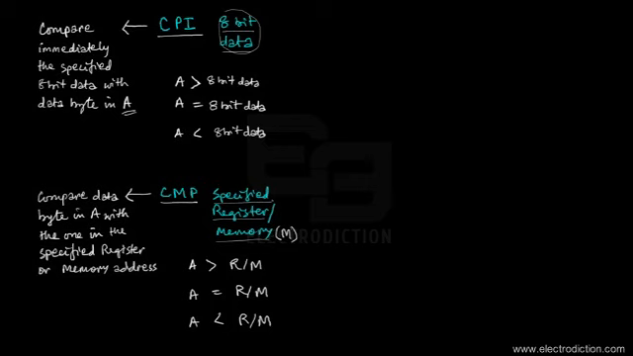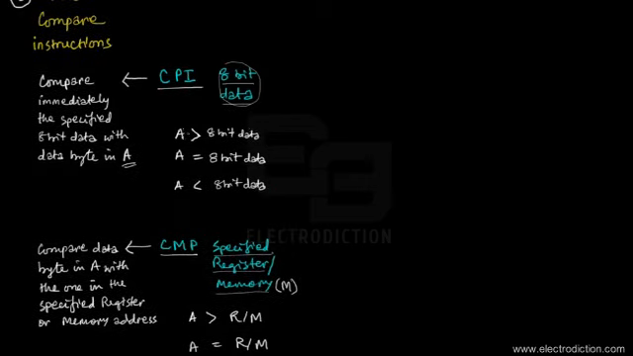Since this is basically a compare instruction, three conditions can arise. Let's take the example of the CPI instruction first. So three conditions can arise. First, the data byte in the accumulator is greater than the specified 8-bit data, or both are equal, or the data byte in the accumulator is less than the specified 8-bit data. Depending upon each of these conditions, the carry and the 0 flags are set or reset.